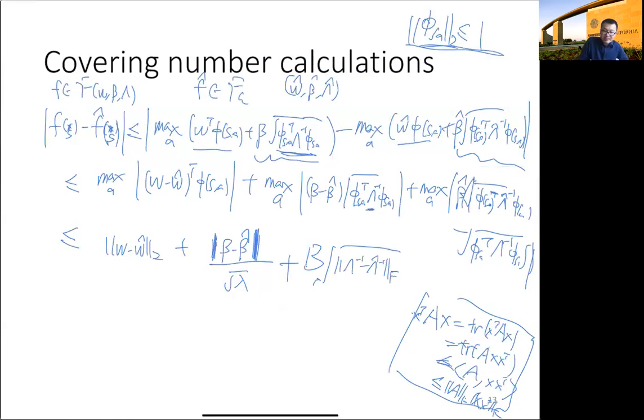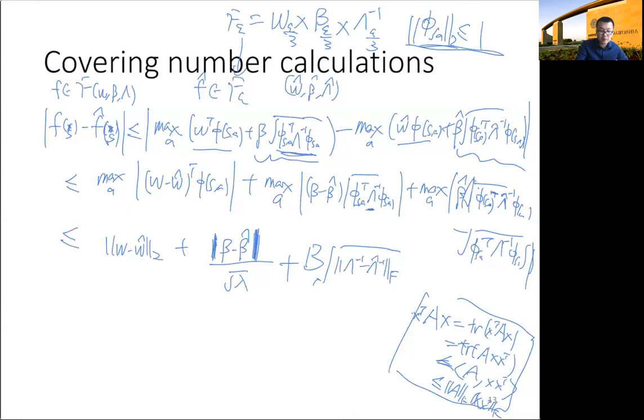Okay, so what this is doing is that in the space of Frobenius norm, you can construct this covering set by considering this to be a product of the cover of W, product the cover set of beta, product a cover set of matrix lambda inverse, right? And the radius of this is three.